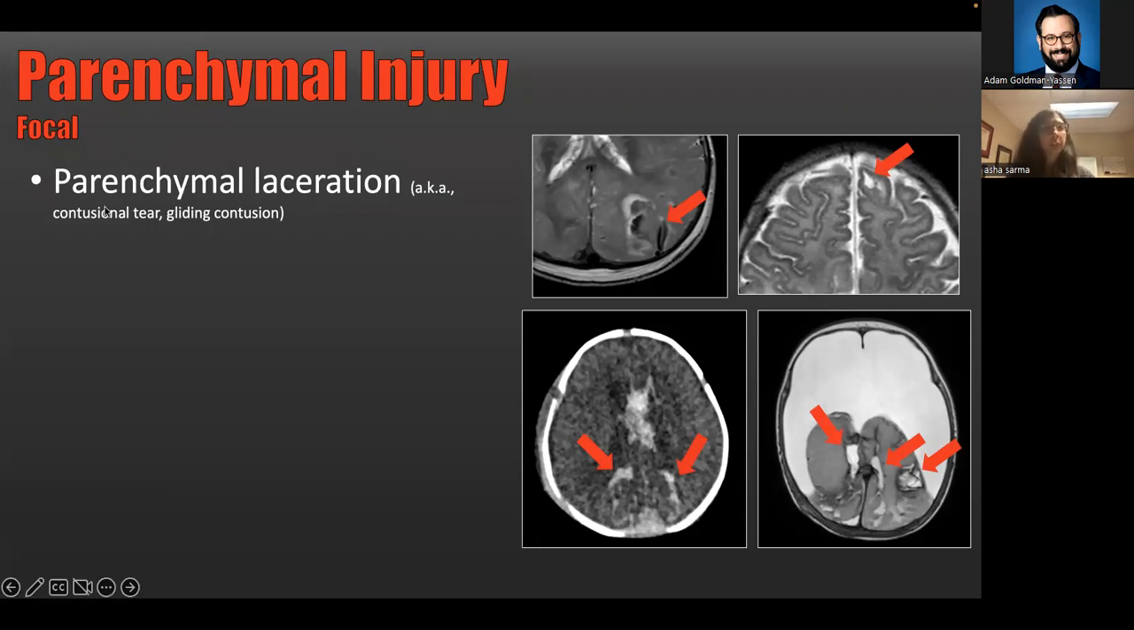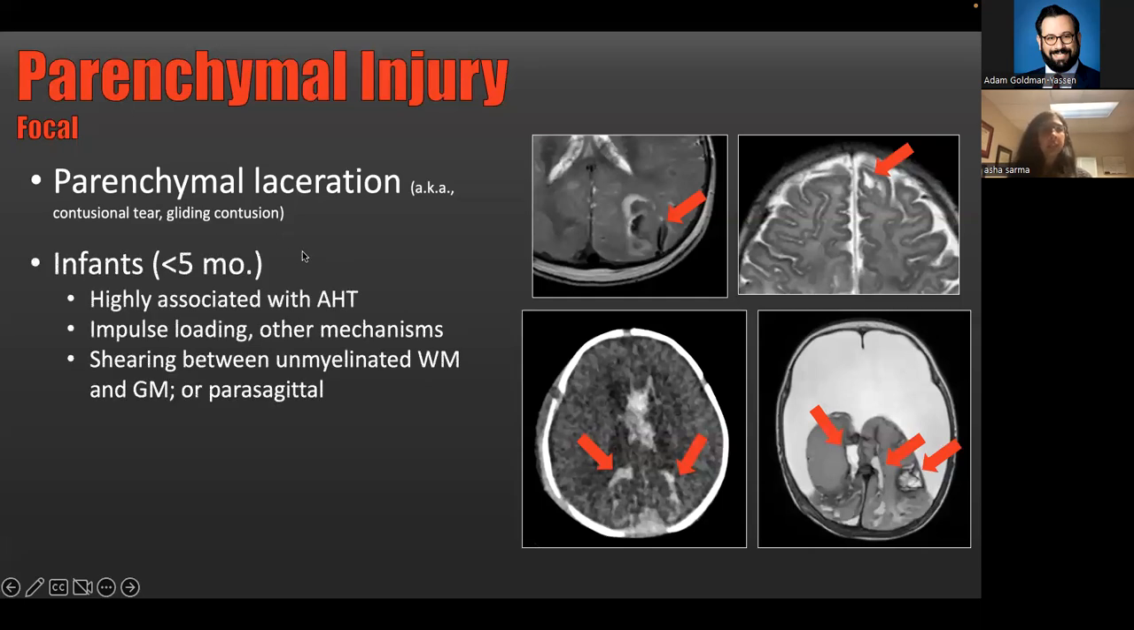So this is a focal injury instead of a diffuse injury. This is the parenchymal laceration. Again, the terminology can be really confusing because it goes by so many different names. It's also called a contusional tear or a gliding contusion. And these are an injury that's special in infants under 5 months. They're highly associated with abusive head trauma, and they're due to impulse loading or other mechanisms. And they're caused by shearing between the unmyelinated white matter and the gray matter, which have different mechanical density properties.